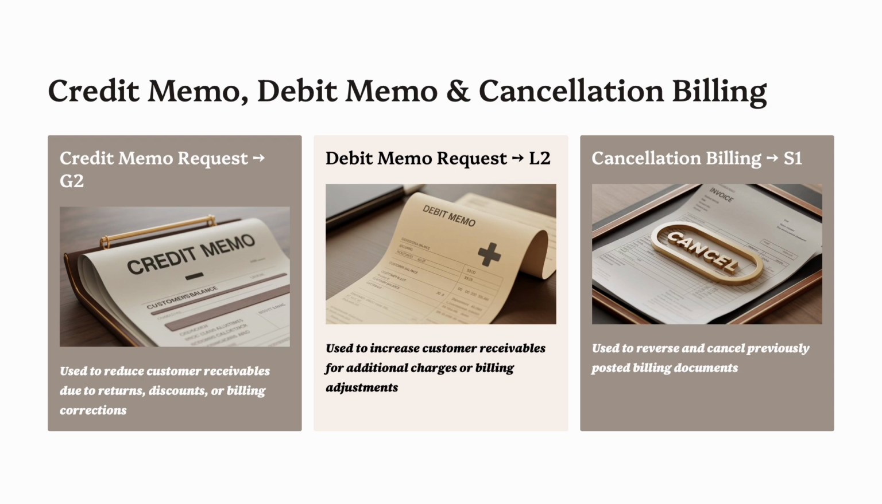3. Item category controls billing relevance. This decides whether an item is billable. Common options: A. Delivery-based billing. B. Order-based billing. C. Milestone billing. D. Periodic billing. Item category is one of the most powerful controls in billing.